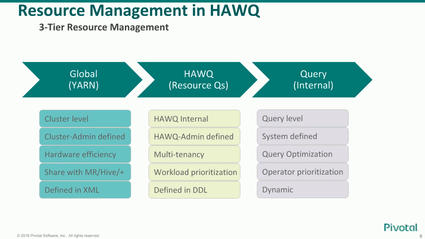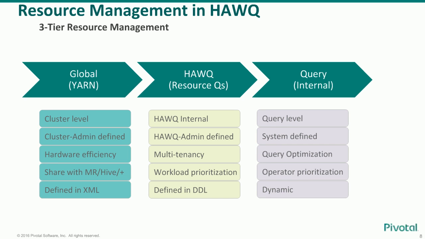An example there would be, at the YARN level, I might carve my cluster up and give Hawk 50% of the resources in the cluster. Within that 50%, I can then use the Hawk resource queues and divide it up even more and say, all right, this marketing group is getting 25% of that 50% and so on.